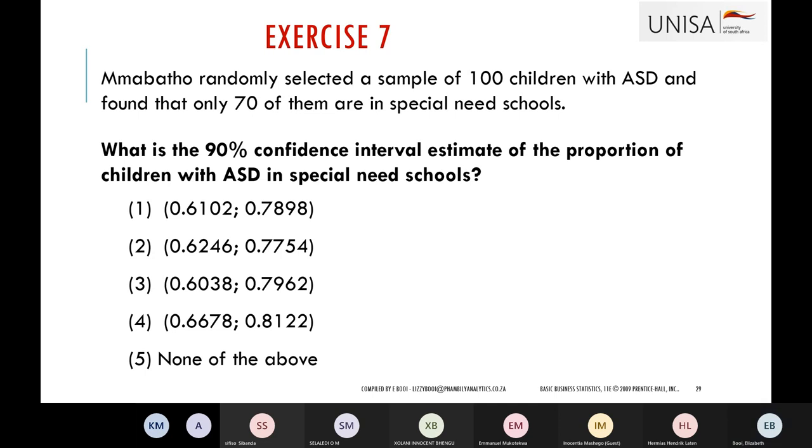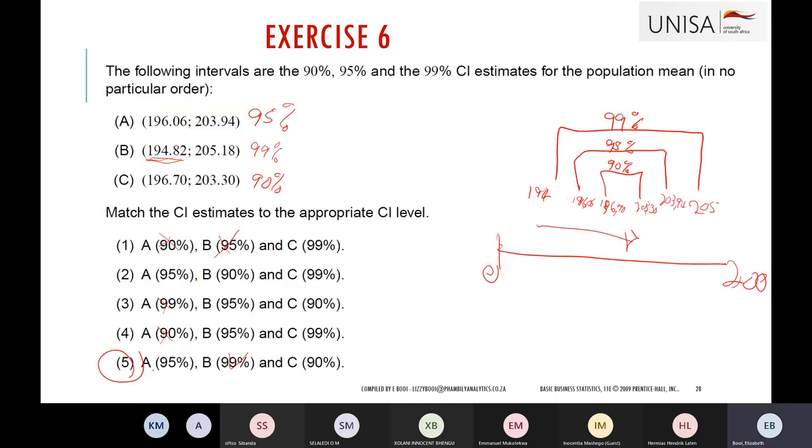Sorry, ma'am, just to go back to exercise 6. Because I didn't want to visualize, I just subtracted the two values from each other, and then compared which was big, smaller, smallest, and thus assumed my 99, 95, and 90%. I just wanted your opinion on subtracting the lower limit from the upper limit. For A, I did 203.94 minus 196.06. For B, I did 205.18 minus 194.82. And for C, I did 203.3 minus 196.7. And then I compared my answers.